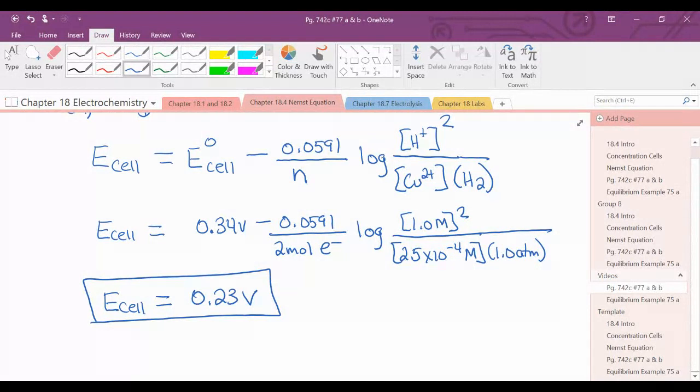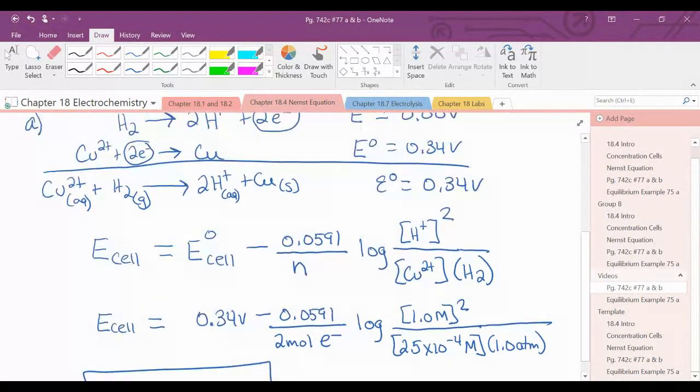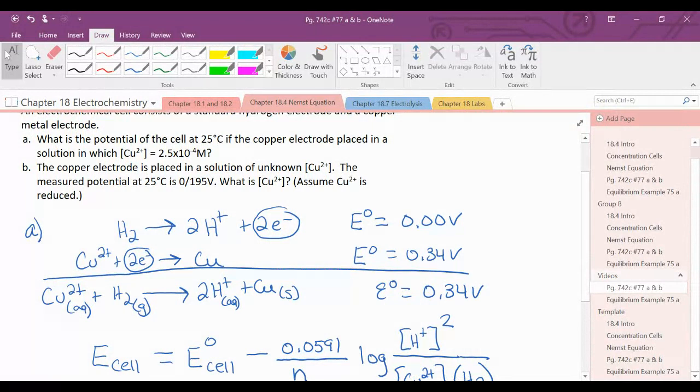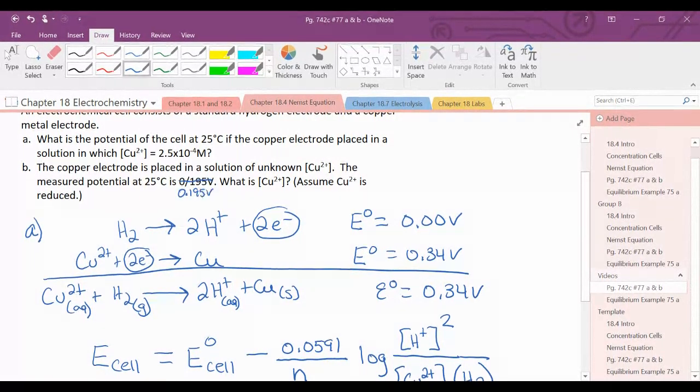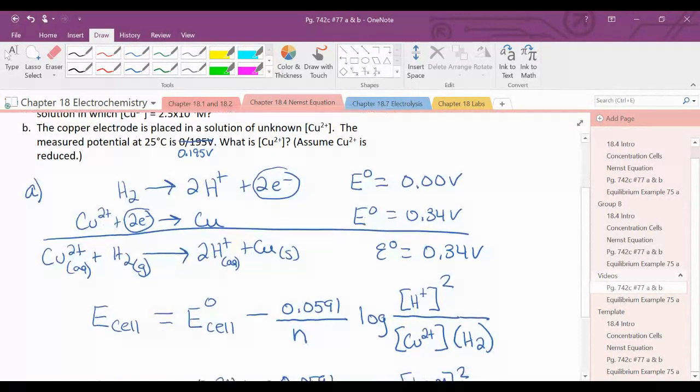So let's look at 77B. We still have our hydrogen and copper cells. The copper electrode is placed in a solution of unknown copper ion concentration. We have the measured potential, and that should say here 0.195 volts. Little typo there. We want to find the copper cation concentration.